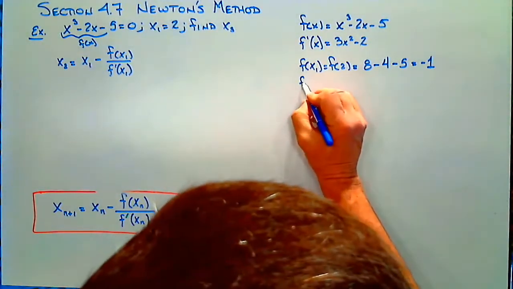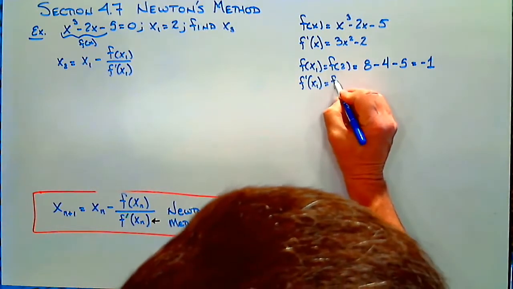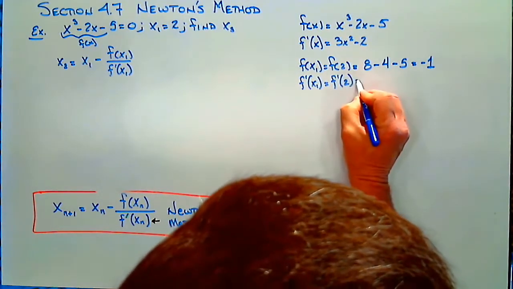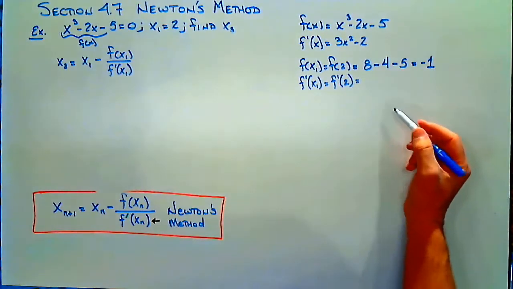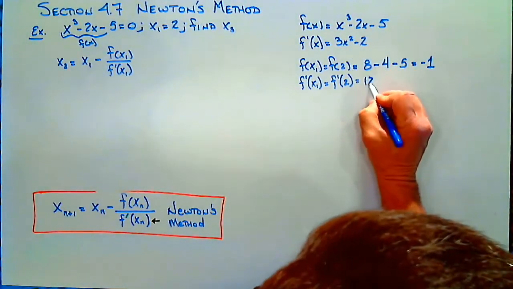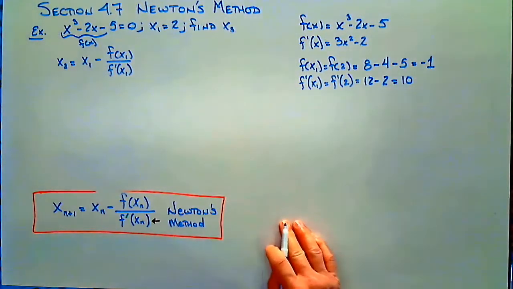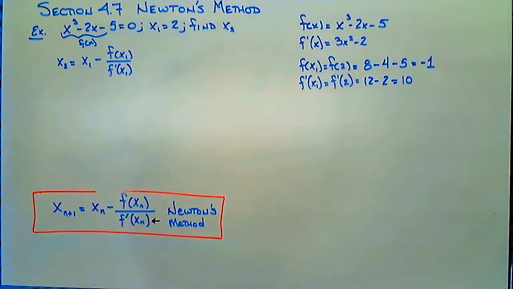And then we've got to find f prime of x of 1. That's going to be f prime of 2. And so what do we get when we plug in 2 here? We get 2 squared is 4. 4 times 3 is 12, right? So we get 12 minus 2, so we get 10. Right? So those are our 2 values.